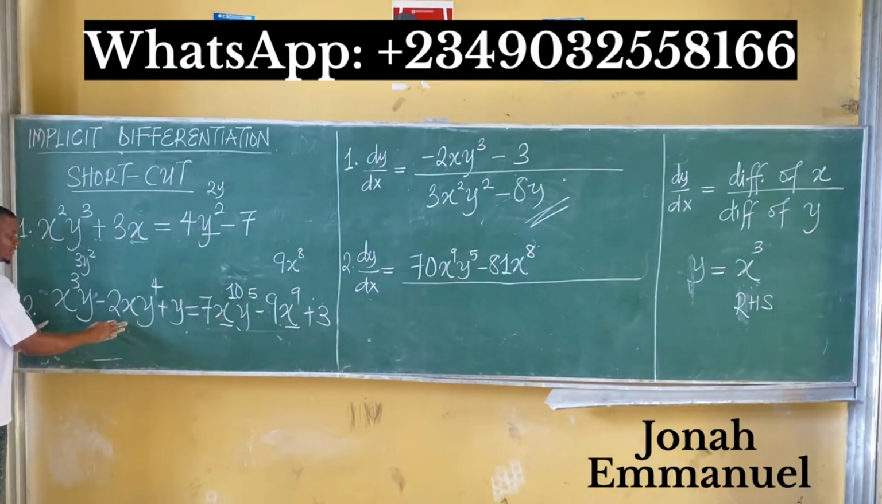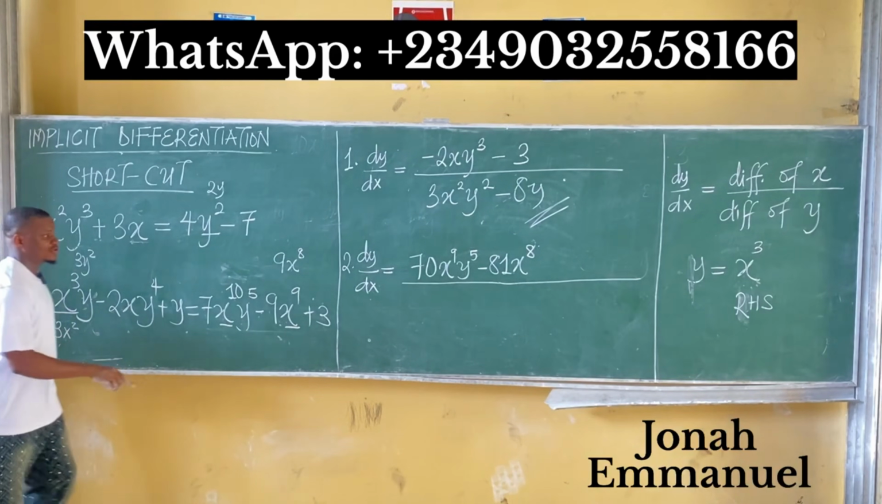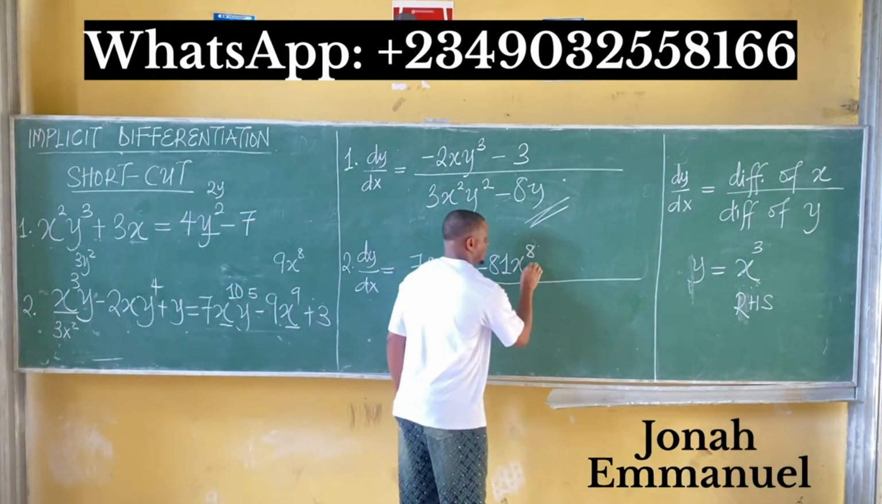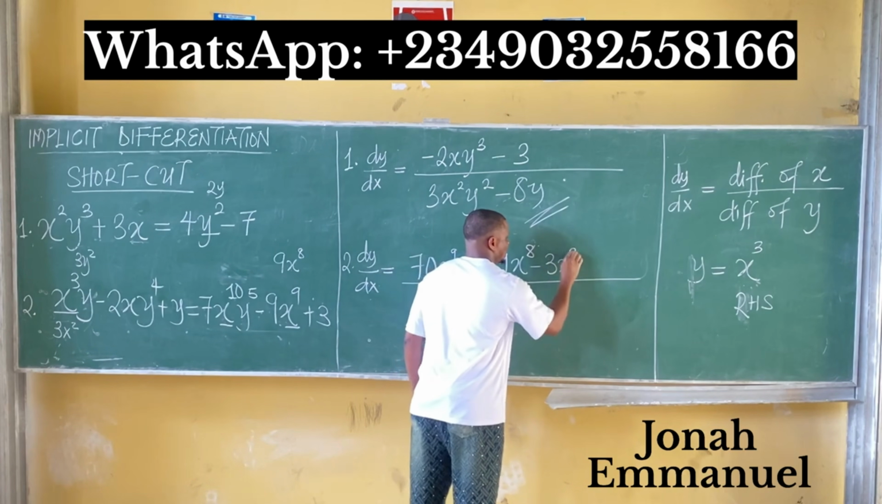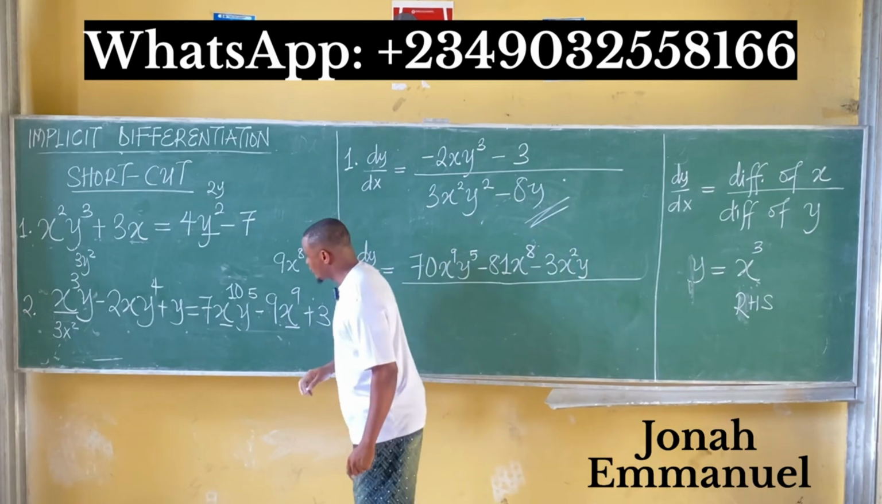Let's come here. Do you have x terms here? Yes. Starting with this one here. Differentiate x to the power 3. What do you get there? 3x squared. 3x squared times y gives you what there? 3x squared y. Is x in its natural position? So it becomes what there? Negative. That becomes what there? Minus 3x squared y.